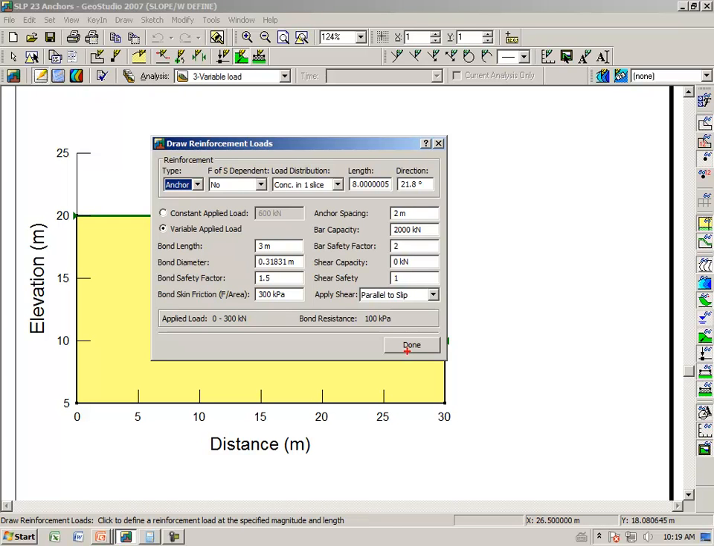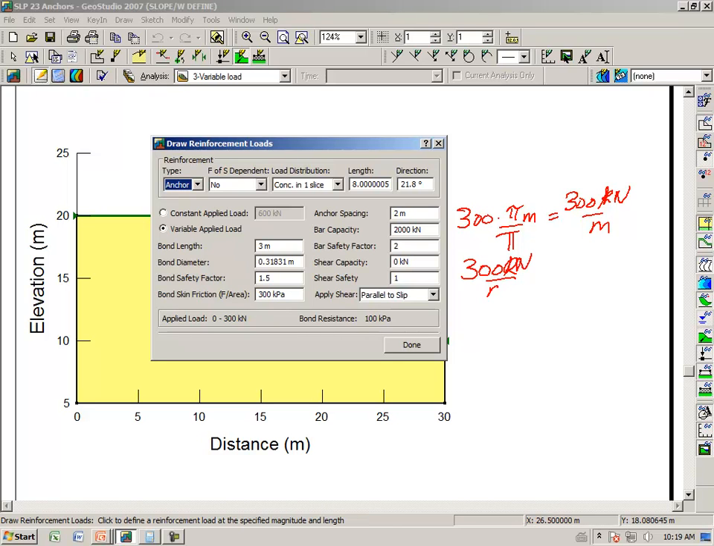Once again, what is available to us is 3 meters of bond length. The bond skin friction is 300. And we multiply it times pi divided by 1 over pi meters, gives us 300 kilonewtons per meter.